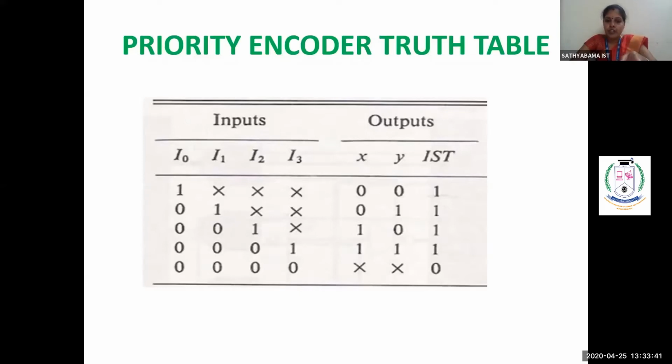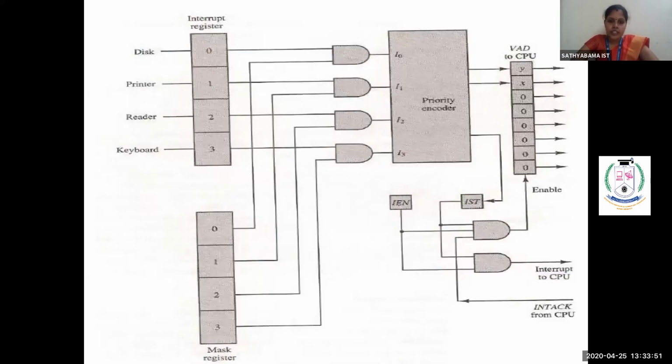For the output also, if any one of the inputs is 1, the output will be 1. If all the inputs are 0, the output is 0. Understood what a priority interrupt is? Okay, the daisy chaining method. Suppose the disk gives the interrupt request to the CPU, it will be checking printer, reader, keyboard. That is the daisy chaining method.